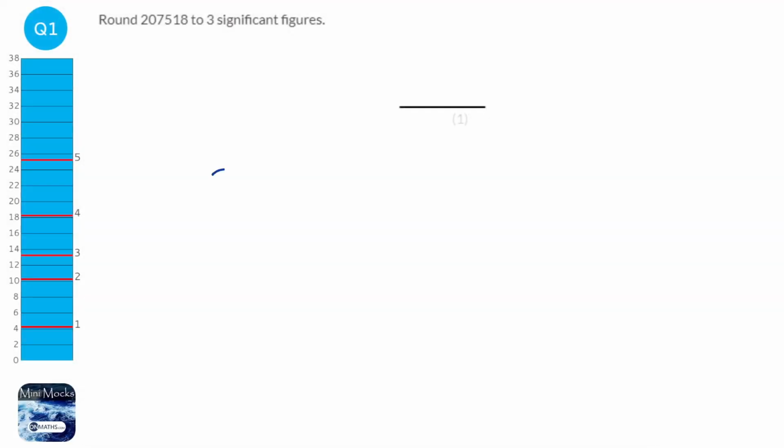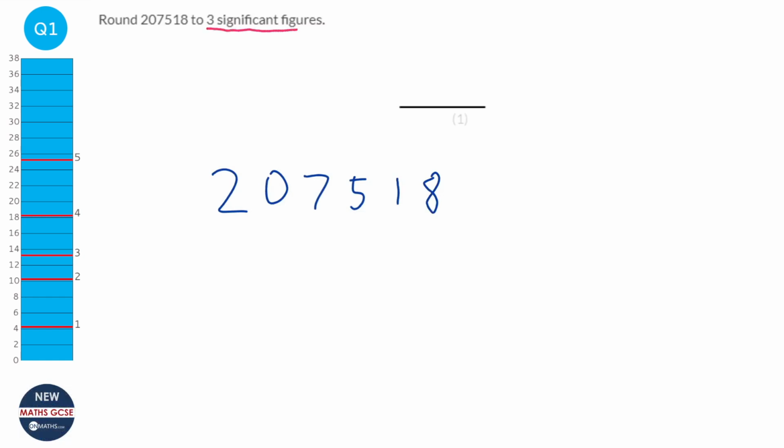I'm going to start just by writing down the number. And we're asked to round this to three significant figures. Basically what that means is, starting from the left-hand side, it's three numbers that we want. So 1, 2, 3. And we're going to do our line after that third number. And you start counting at the first non-zero digit. So the first digit there was 2, so we started counting.